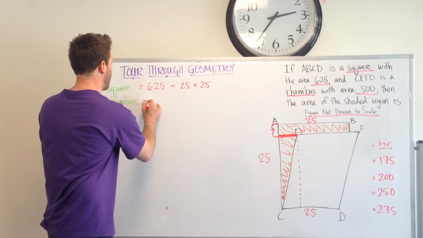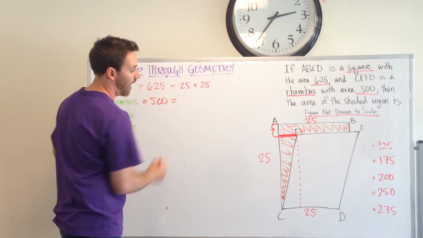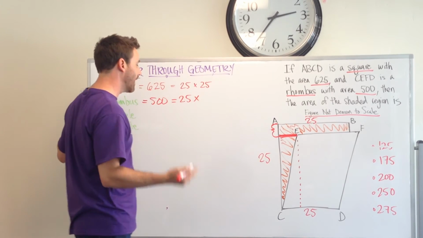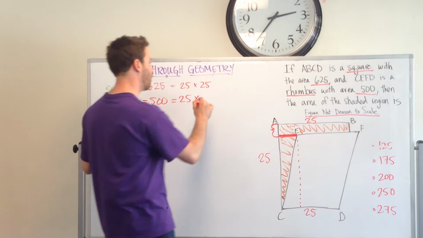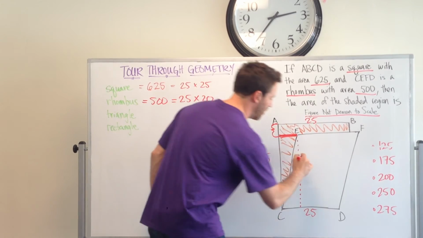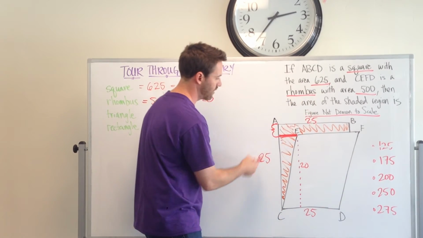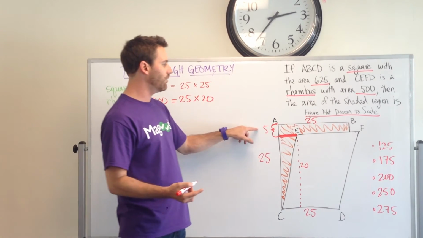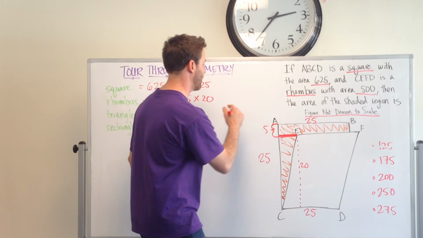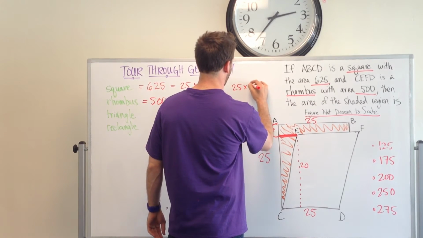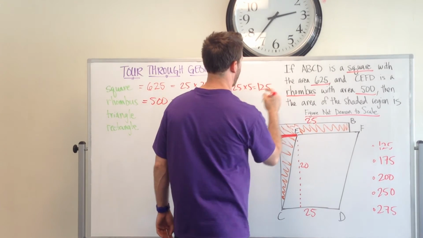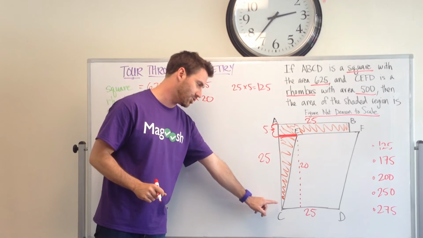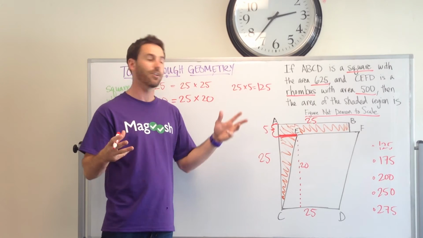So I know the area of the rhombus is 500. I know that the base is 25. And so what times 25 gives me 500? It is 20. So now I know that the height here is 20. So that means that this is going to be 5. Great. So now I know that the area of the rectangle is 25 times 5 times 5, which is equal to 125. Excellent. So now all I need to do is find the area of this triangle and then add it to 125 and I'll have my answer.